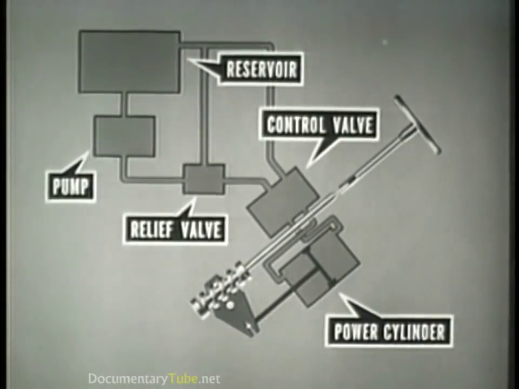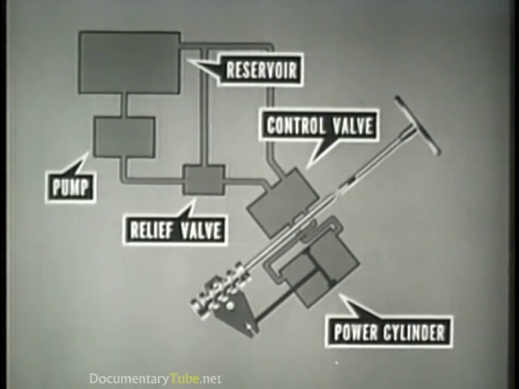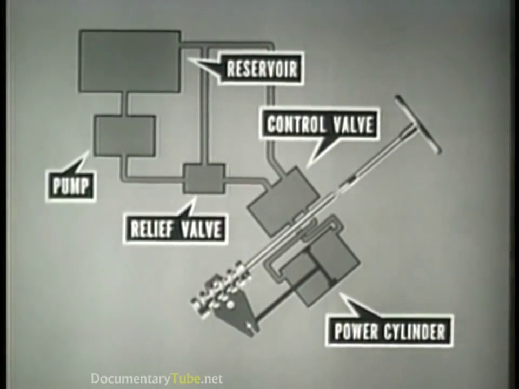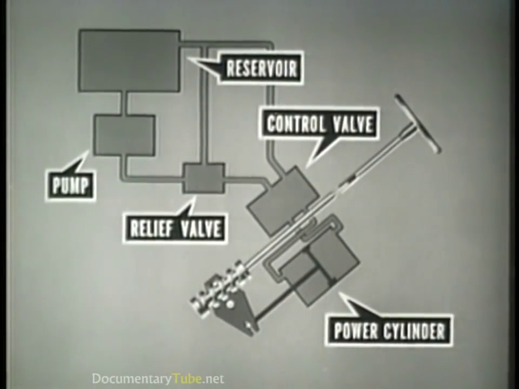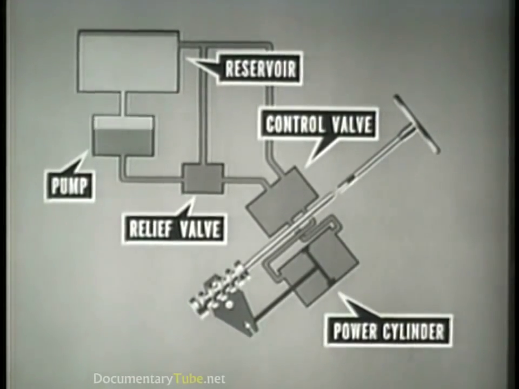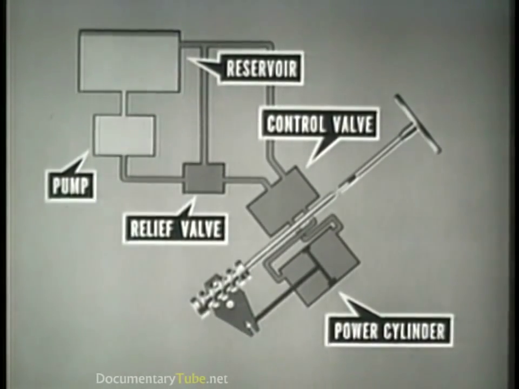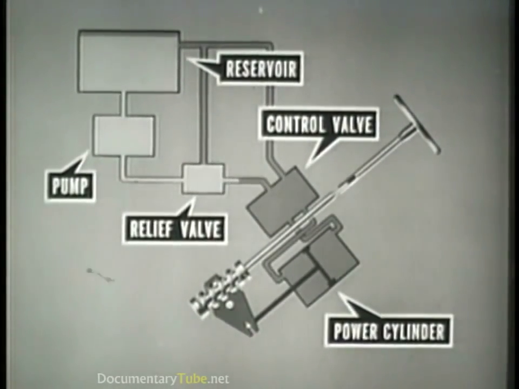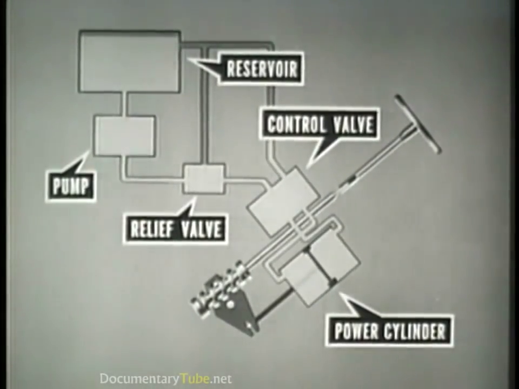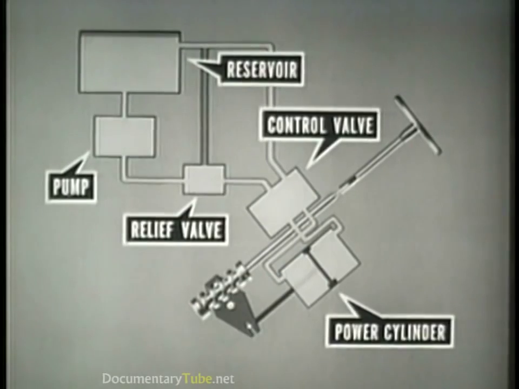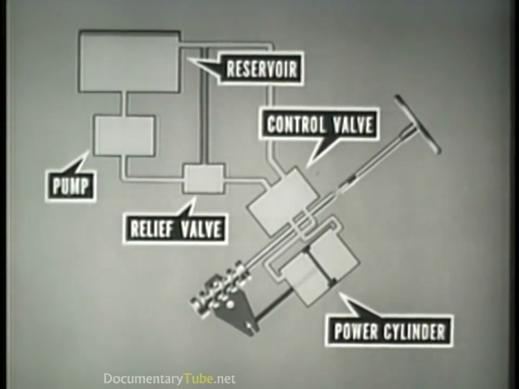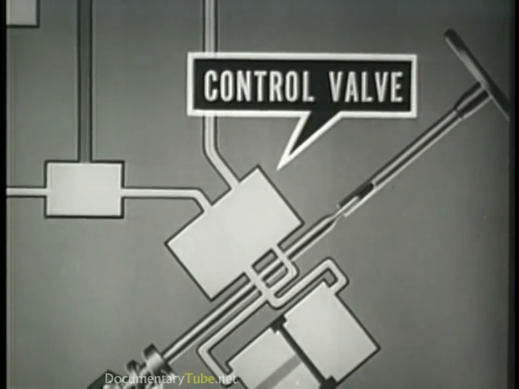Let us view the 5 major components of the hydraulic system as they operate progressively to deliver the steering assist. The reservoir supplies fluid. The pump, driven by the engine, delivers the fluid under pressure to the relief valve and control valve. The control valve, actuated by the steering shaft, directs the fluid to the power cylinder. The power cylinder converts hydraulic pressure into mechanical force by means of a piston. The control valve is the heart of the hydraulic steering system.